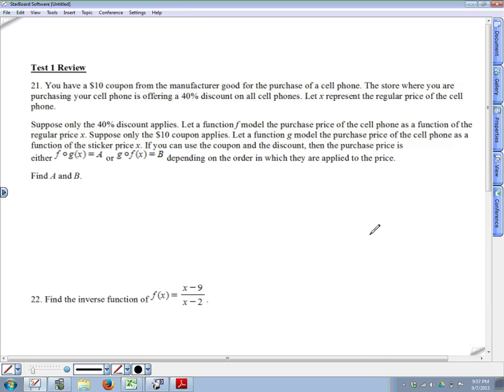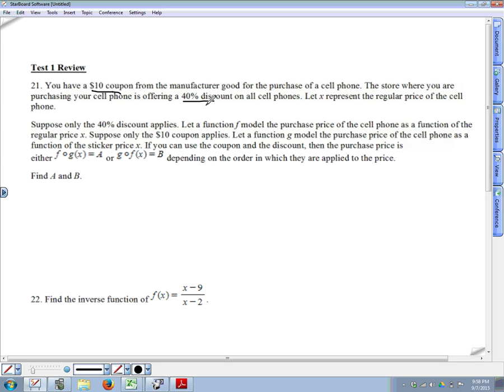This is an application problem from section 2.7. So there are different types of discounts happening here. There's just a $10 off coupon, or there's a 40% discount. The way that those are applied actually makes a difference on the final sale price.